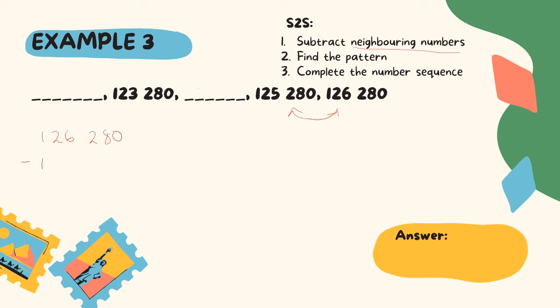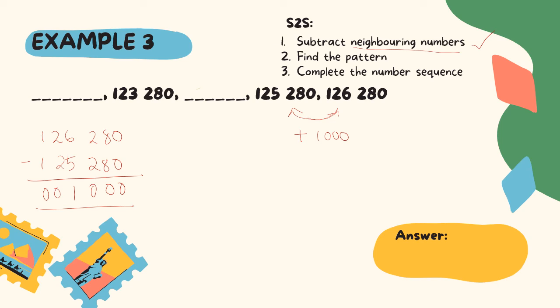126,280 minus 125,280. So we have 0. 8 minus 8 is 0. 2 minus 2, 0. 6 minus 5 is 1. 2 minus 2 is 0. And 1 minus 1 is 0. So we have 1,000. If you're going to go from 125,280 to the next number, you just need to plus 1,000. So that is step 1.